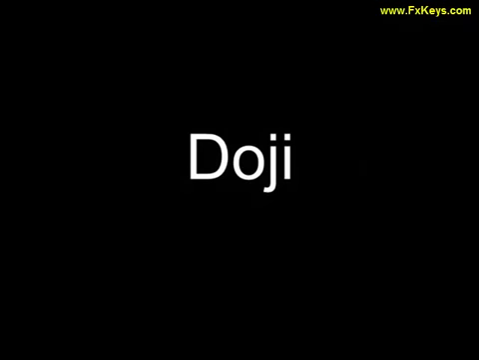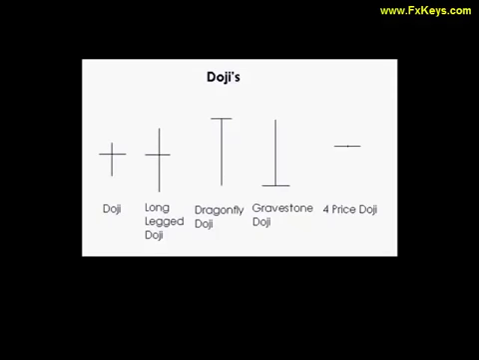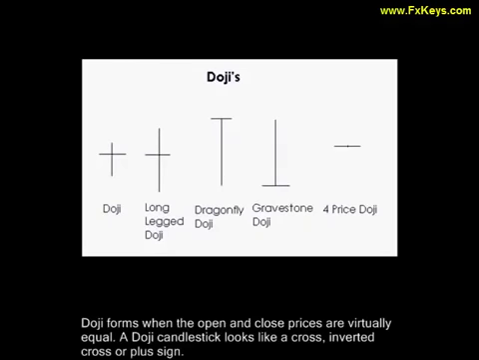Doji. Doji forms when the open and close prices are virtually equal. A doji candlestick looks like a cross, inverted cross or plus sign.